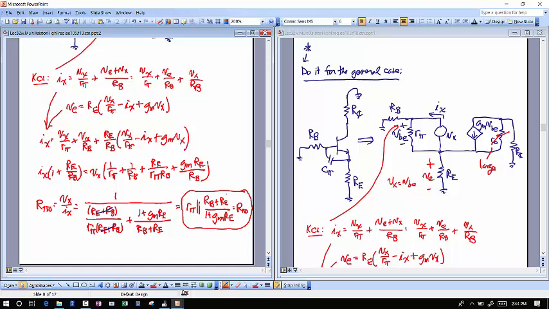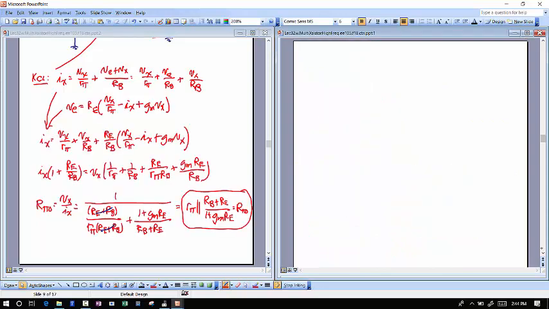Okay? And so anytime you do something like this, you always want to look at the equation and see what happens with it. So if I go to the other side here, let's do that, and let me rewrite R pi naught is equal to R pi parallel with all this stuff, RB plus RE over 1 plus GmRE.